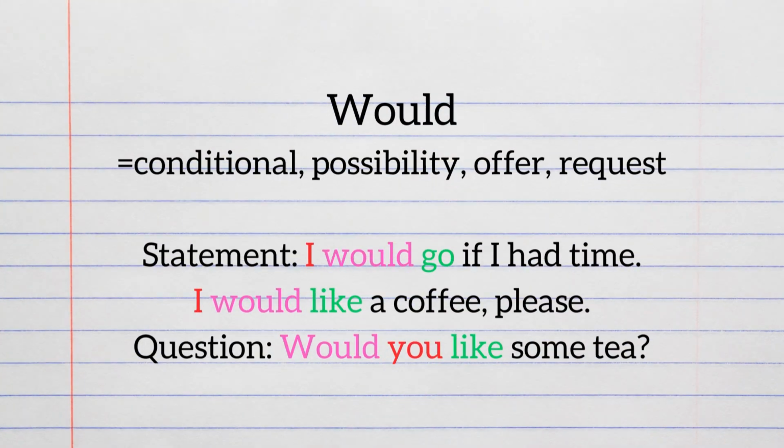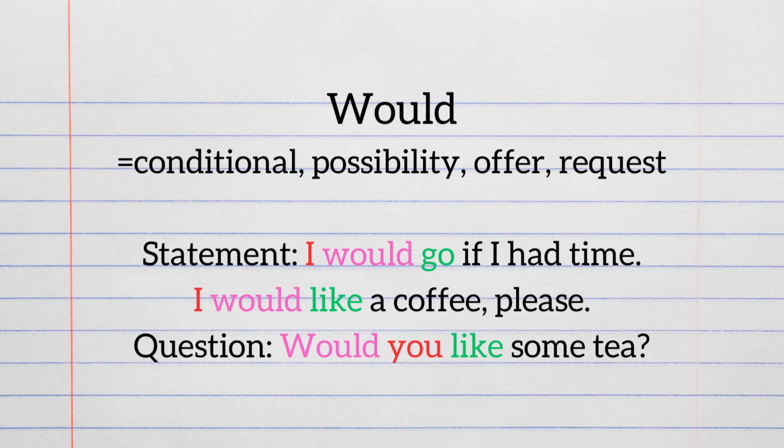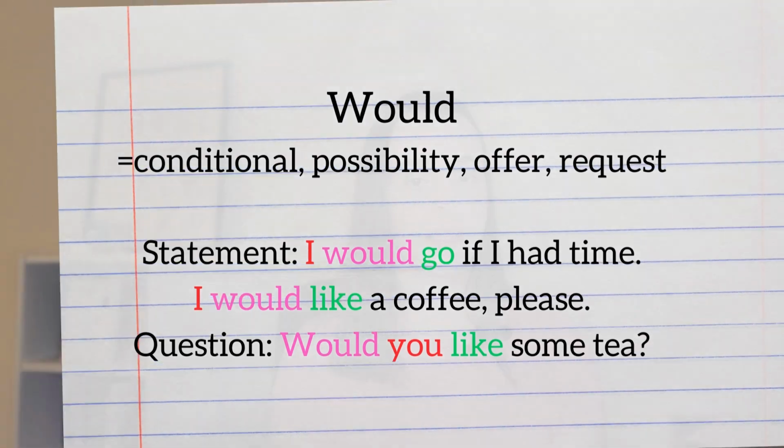We use would with conditionals. Also, it can be used for possibilities and offers. In the conditional, you can say, I would go if I had time. To request something, say you're at a restaurant, you can say, I would like a coffee, please. And to offer someone, you can say, would you like some tea?